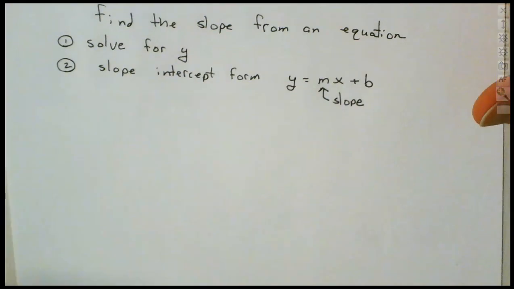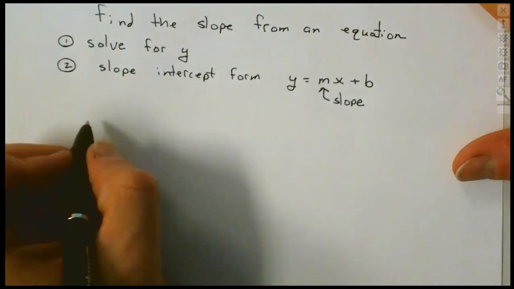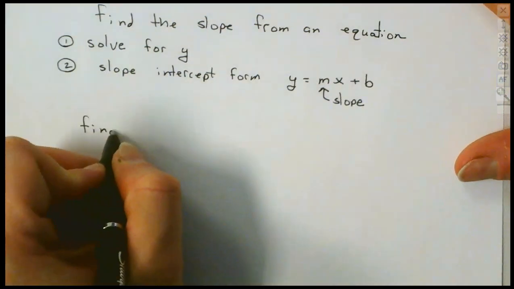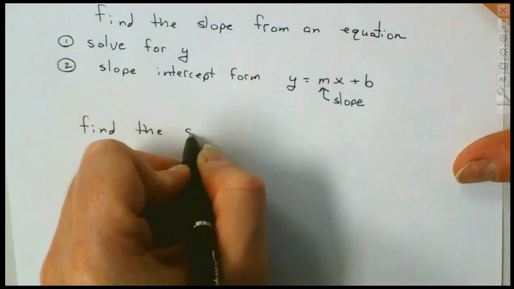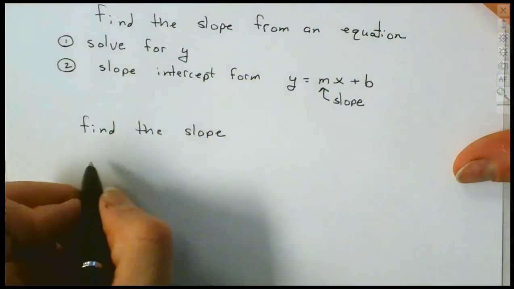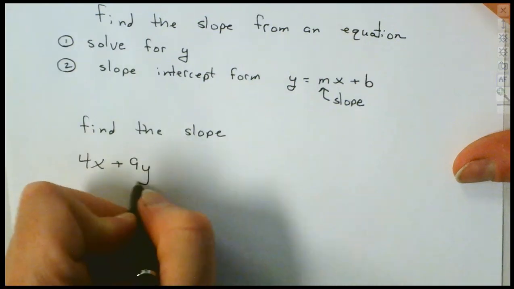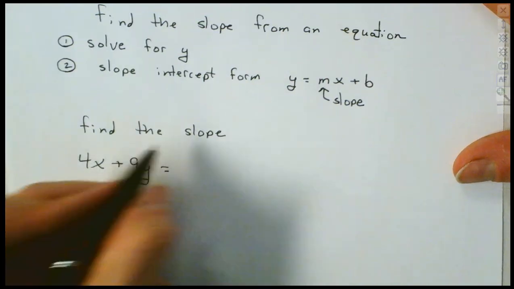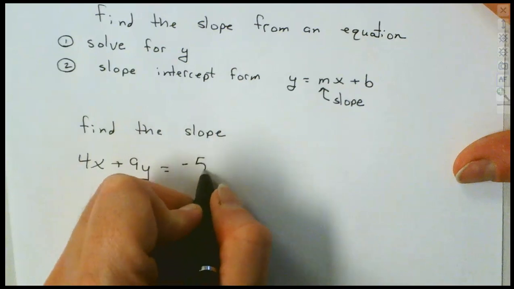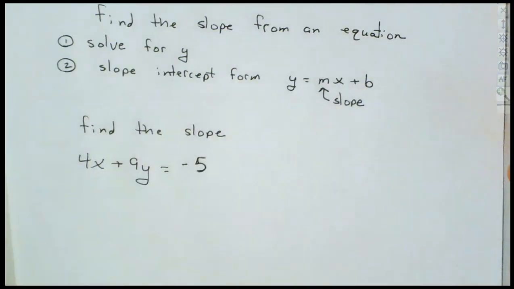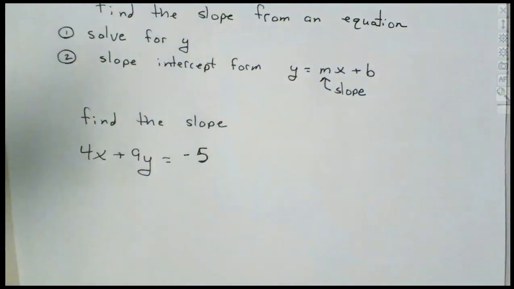So we'll do a couple of these, and then we'll talk about parallel and perpendicular lines. And then look at a couple of the applications. So let's go ahead and find the slope. How about 4x plus 9y equals negative 5. So we want to find the slope.